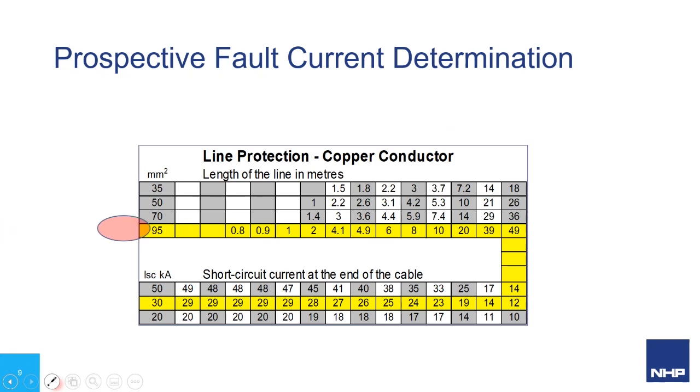For example, if we take a 95mm squared copper cable and run it along a 49-metre route length and calculate the prospective fault current at the end of that cable, given a 30 kA prospective at the beginning of that cable, approximately 12 kA will be available. Smaller conductors and longer route lengths will further reduce this figure. Conversely, larger cables, parallel cables, and shorter route lengths will increase this 12 kA figure.